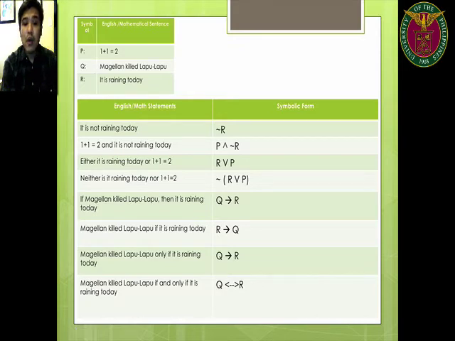And the pattern for a sufficient condition is that it should be the premise and the consequent, or the consequence, should be this one. For a necessary condition, the premise should be this, and the condition itself will be the consequence. So you have to take note of this rule. Again, for "if," it should be the premise. If it is raining today, it will be the premise, and Magellan killed Lapu-Lapu will be the consequence. For "only if," Magellan killed Lapu-Lapu will be the premise, and it is raining today will be the consequence.